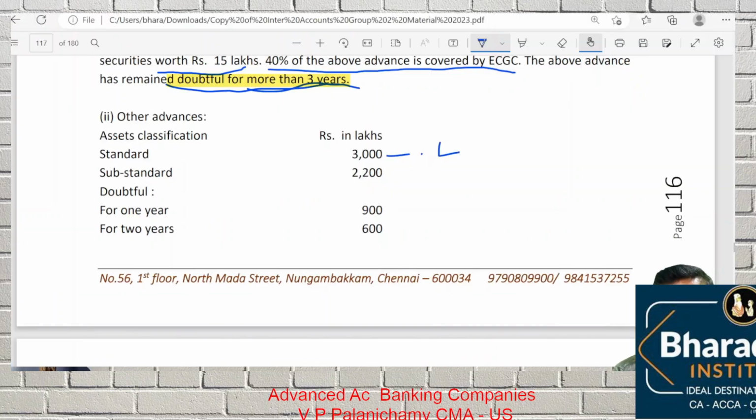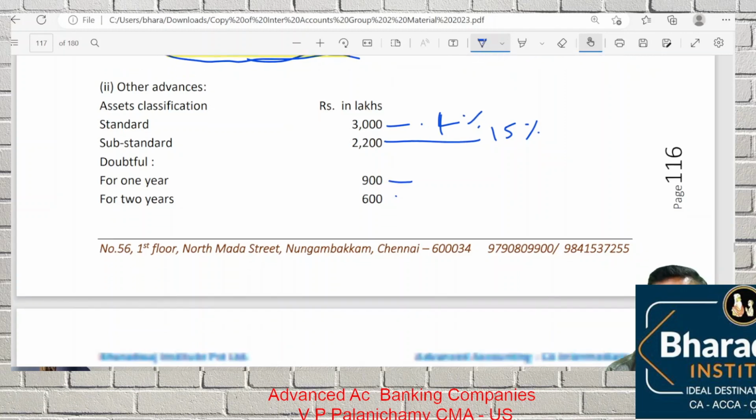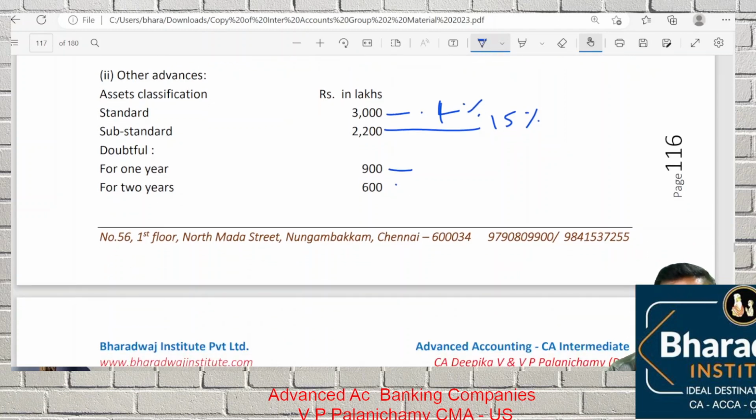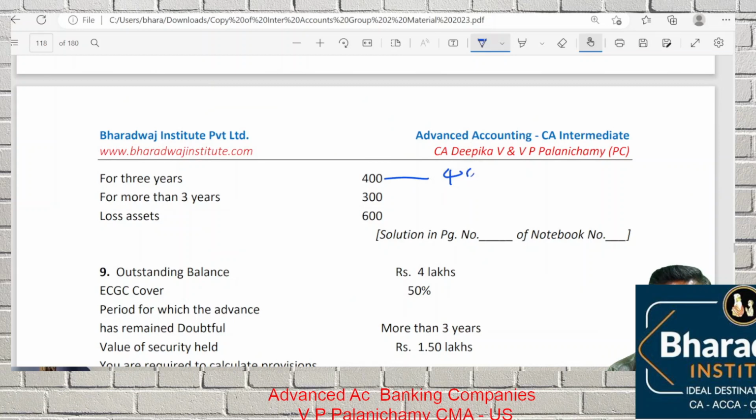Hope you tried it. Standard assets how much? 0.4%. Substandard assets, we assume that it is a secured portion, 15%. Doubtful for 1 year, 25%. We assume that it is a secured portion. If nothing is given, 25%. For 2 years, 40%. For 3 years also, 40%. More than 3 years, it is 100%. If it is a loss asset, 100%.